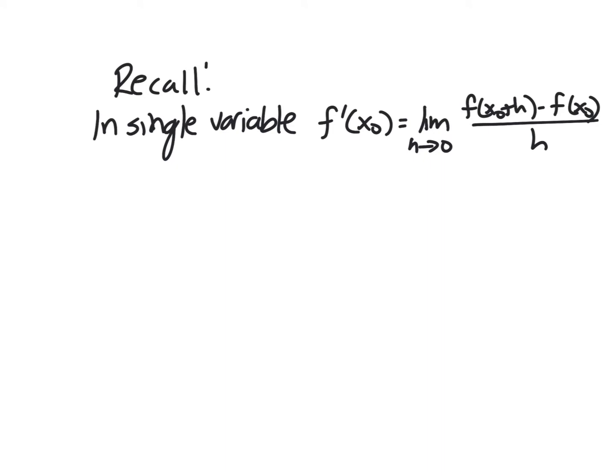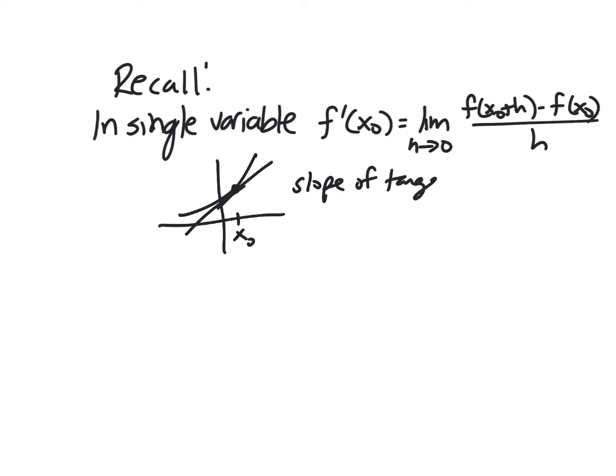Alright, so first let's recall the definition of the derivative in single variable calculus, right? So we had this limit definition of the derivative, and basically we were looking at the limits of the slopes of secant lines, right? And then, at our x naught, we would actually get this tangent line, and this was the slope, right? And so we would like some sort of analog in multivariable calculus.